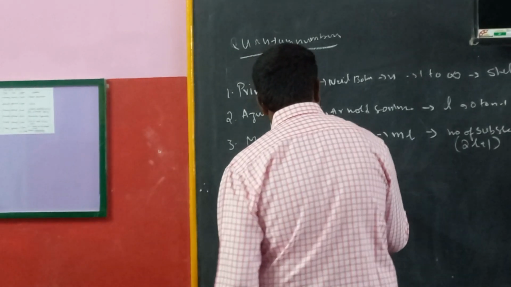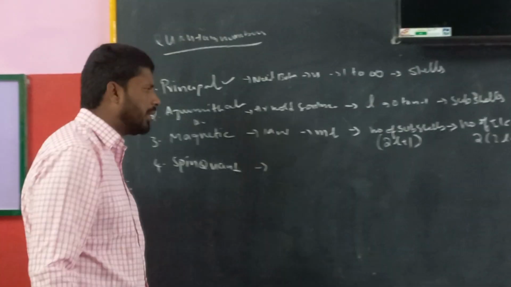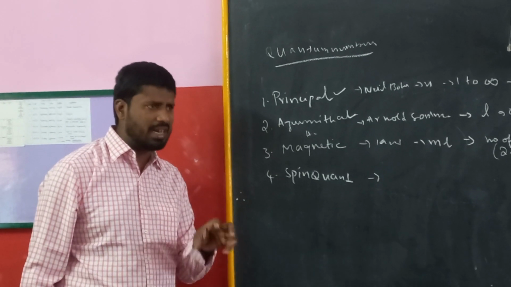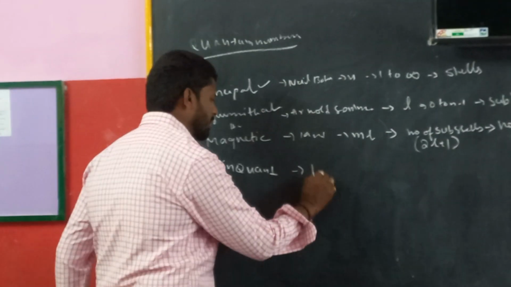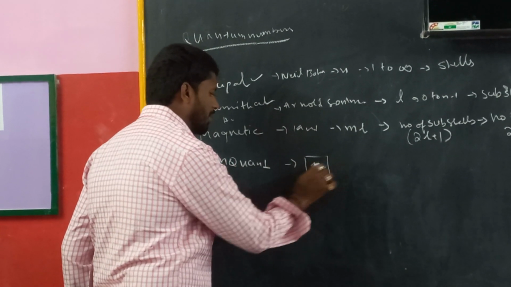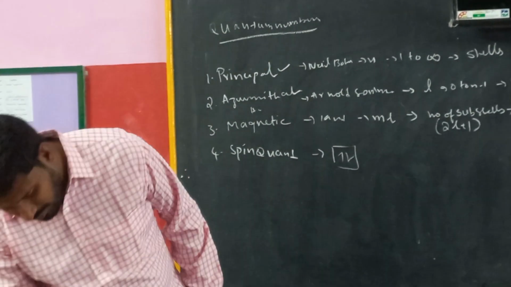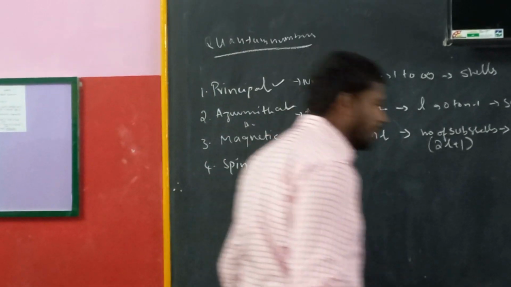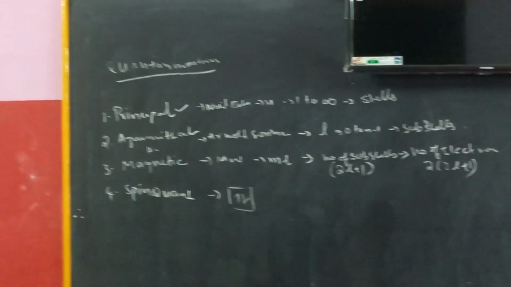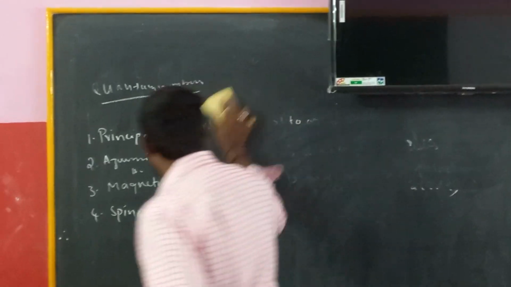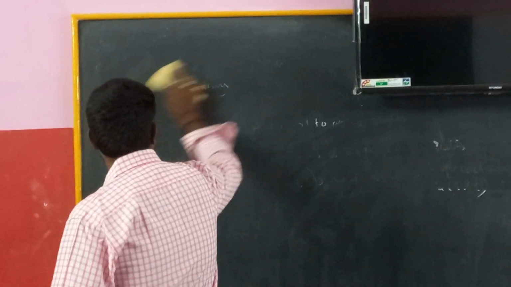The spin quantum number was discovered by Uhlenbeck and Goudsmit. It says whether the electron is in a clockwise direction or an anti-clockwise direction. It is represented like this, whether they are moving clockwise or anti-clockwise. In this class, I am going to tell you very clearly about the mathematical analysis of quantum numbers.